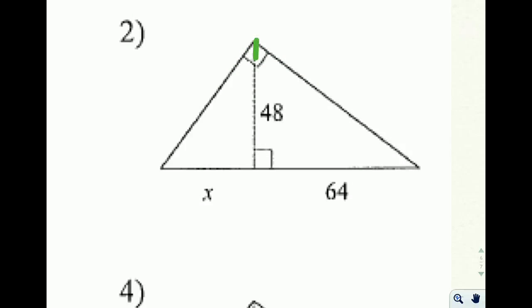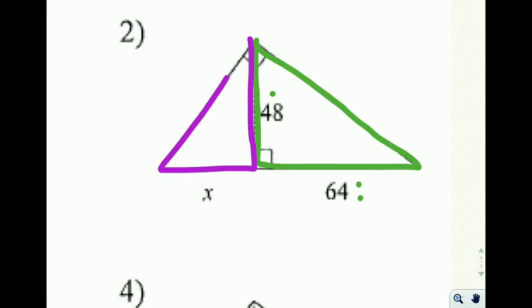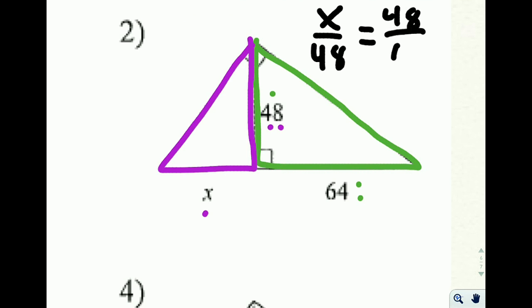We have a medium triangle right here, our smallest side of 48 and our middle length side of 64. And then over on the left we have our small triangle. And for that, our smallest side is x and our middle length side is 48. So same type of proportions. We're going to have smallest side, x, over the second smallest side, 48, equal to smallest side, 48, over second smallest side, 64.